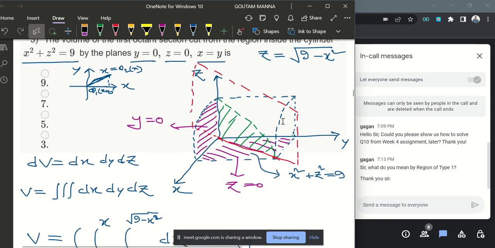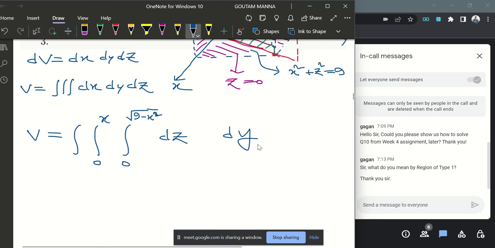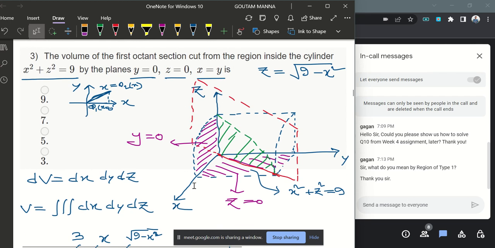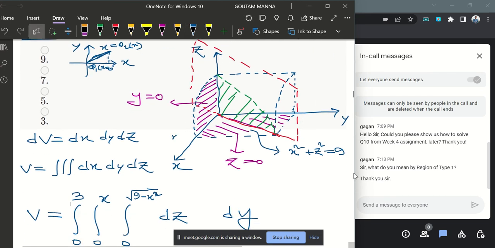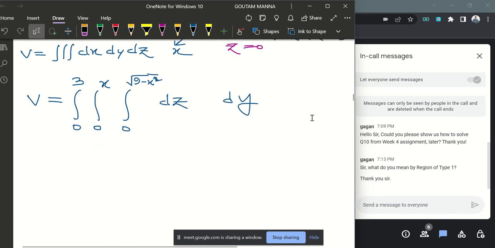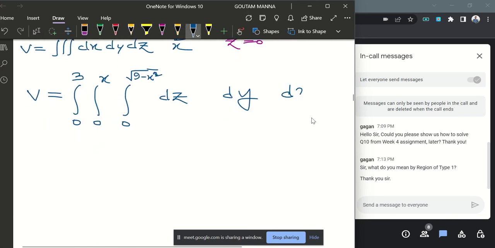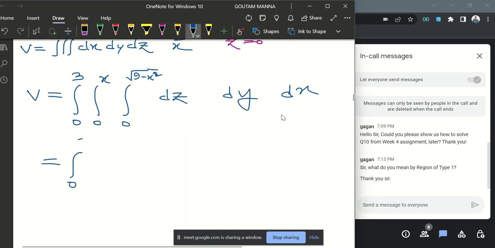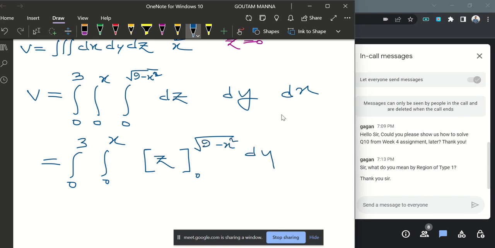and with that x will vary from 0 to 3, because this cylindrical region is a cylinder of radius 3. So this is 3, x equals to 3. And this is y equals to x. dx. So this will be the limit of integration. So now let's do the integration. 0 to 3, 0 to x. We first do the z integration. So it will be z. Limit is from 0 to root under 9 minus x square dy dx.